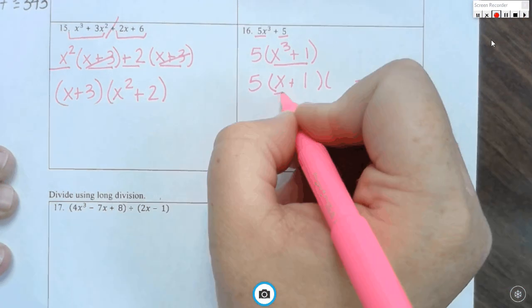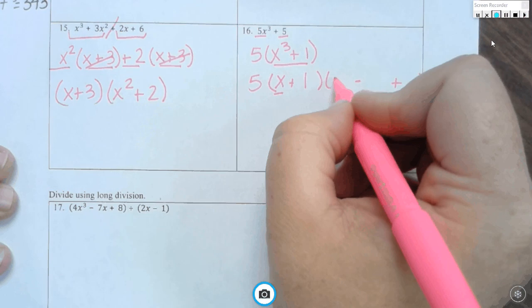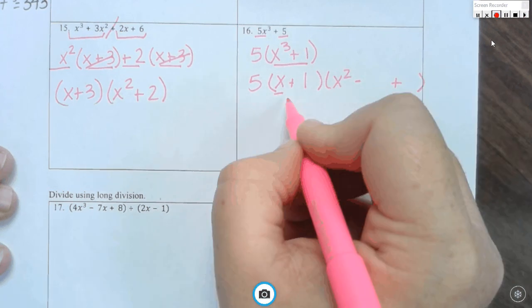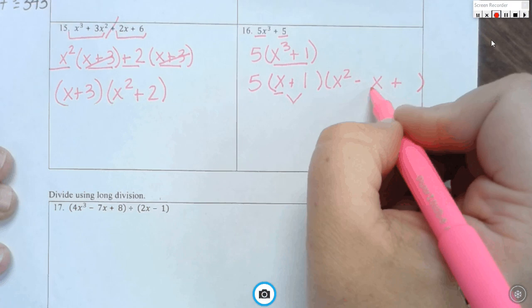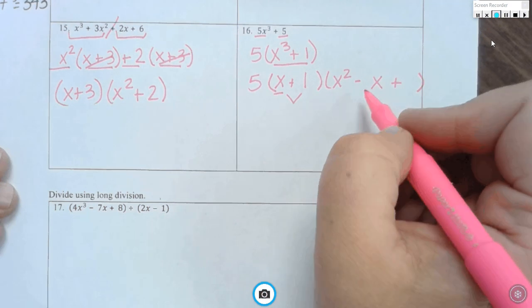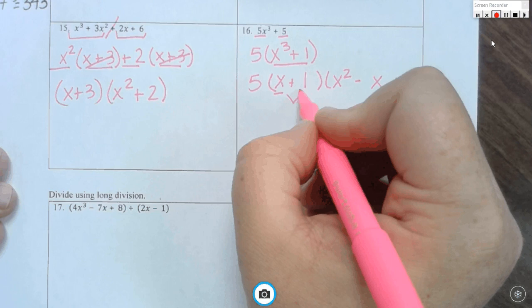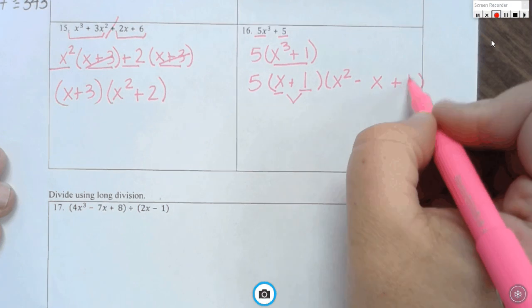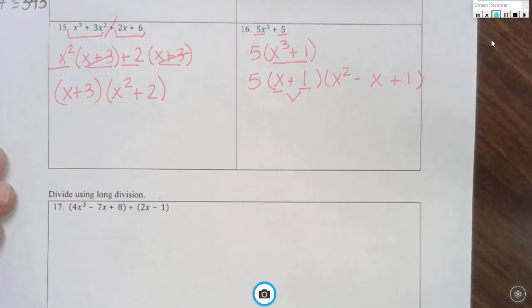So I take the first term and square it, put them together, and if you want to put 1x there, you can. Take the last term and square it. Well, 1 squared is just 1, and I'm done.